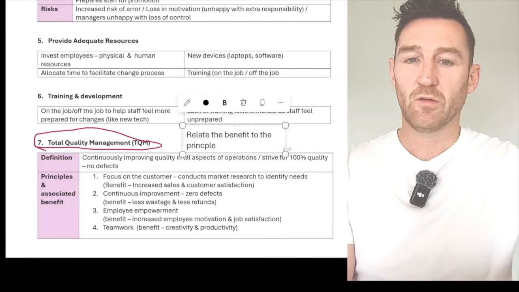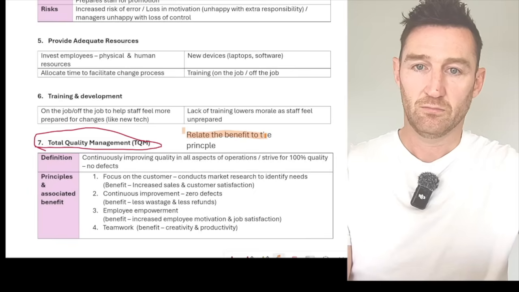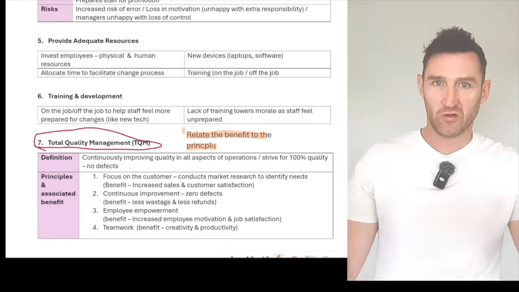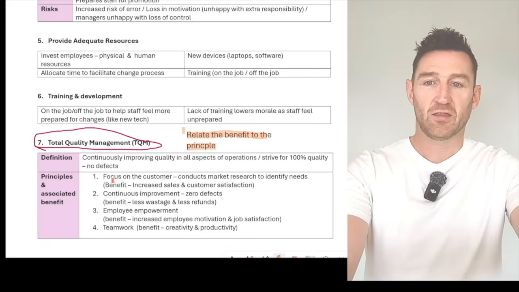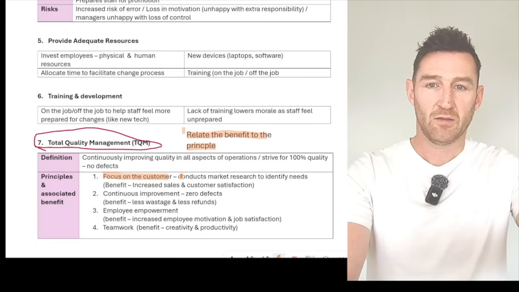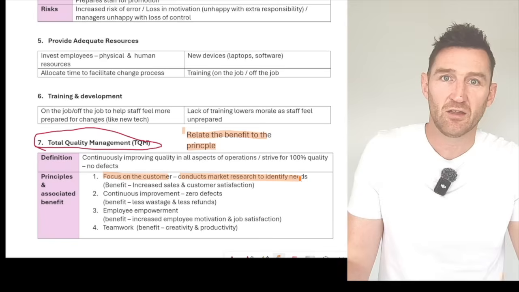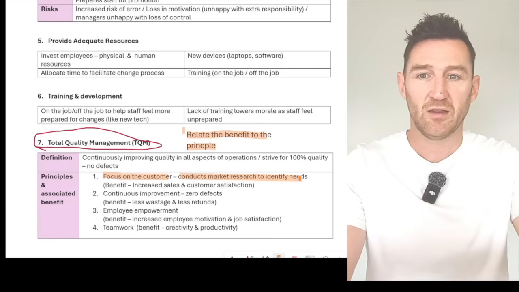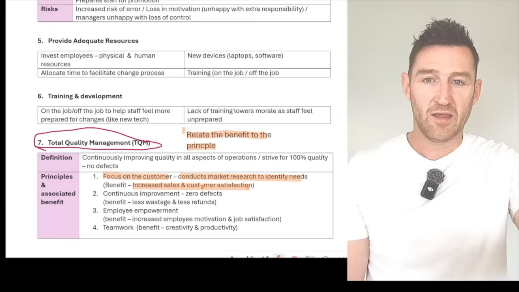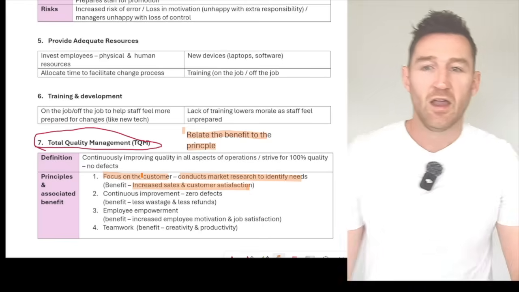So what you have in the notes there is the principle and then the benefit associated with that. One of the principles of a total quality management approach is that the business focuses on the customer. That means they conduct market research to identify the customer's needs, and then they alter their product to meet those needs. The benefit then is increased sales and customer satisfaction. So this is the benefit, but it's linked to that principle. So you need to link them, right?